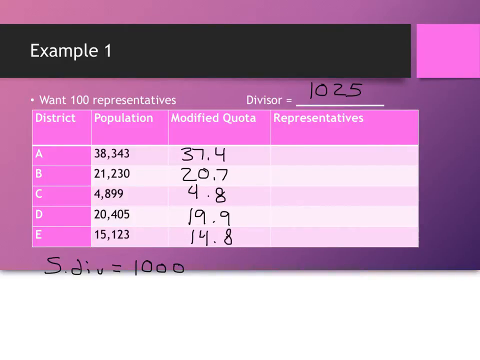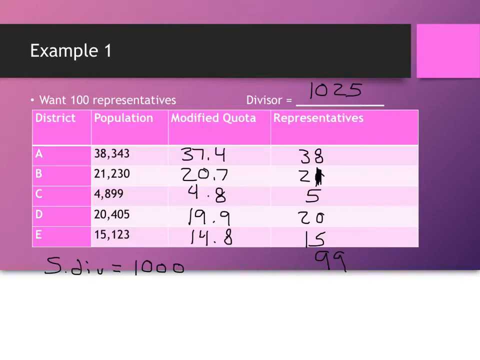So the number of representatives for each district, I would have gotten 38, 20, 5, 20. Did I say 20 in that second one? That should have been a 21. I apologize for that. 38, 21, 5, 20, and 15. You've got to catch yourself when you do those kinds of things. So if I take 38 plus 21 plus 5 plus 20 plus 15, that gives me 99. So that was close, but not exactly what I wanted.